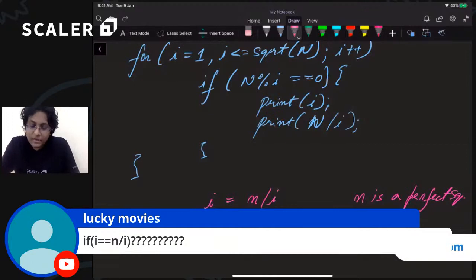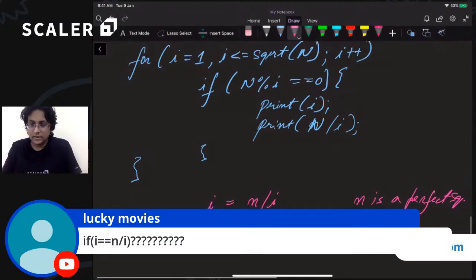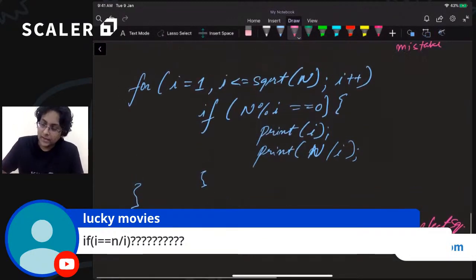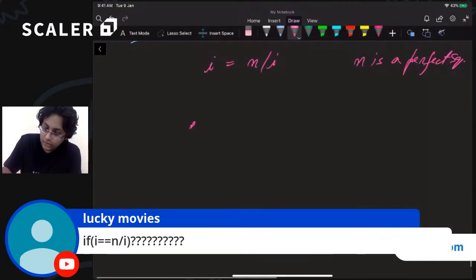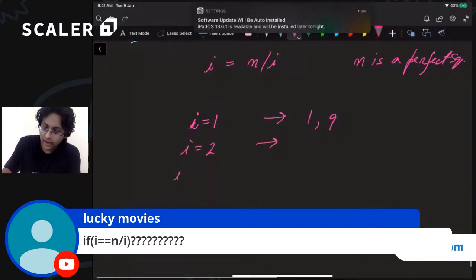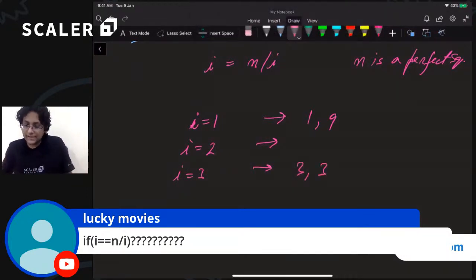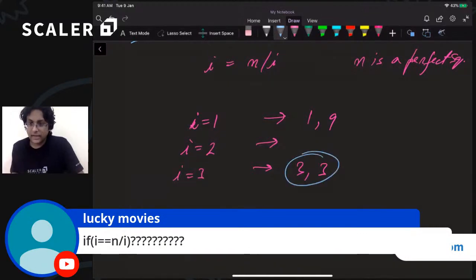you will be printing this number 2 times. That is not very good. So how can we fix this? First of all, is everyone clear? If n equals 9, what will we see? We will see i equals 1, we will print 1, 9. i equals 2, we will not print anything. i equals 3, we will print 3, 3. So we see that we printed 3 two times. That is not a good thing to do.